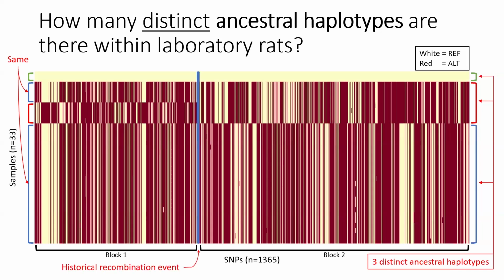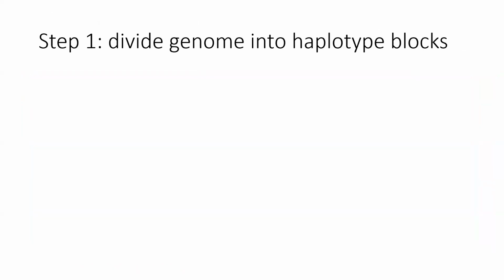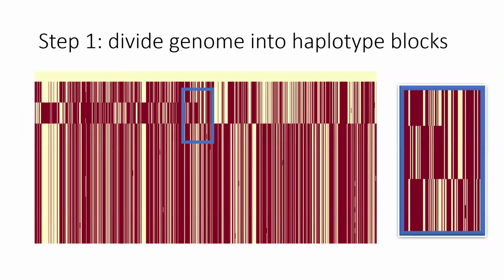And the boundaries where this happens, we think, are the locations of historical recombination events. One of the key things we need to do in this project is to accurately infer these boundaries. So the first thing we need to do is take the whole rat genome and break it down into individual haplotype blocks. And the boundary between these blocks is where the composition changes.